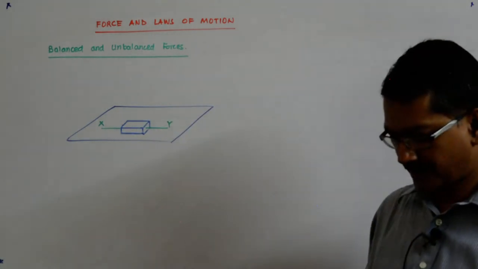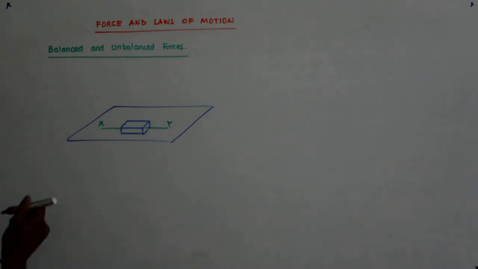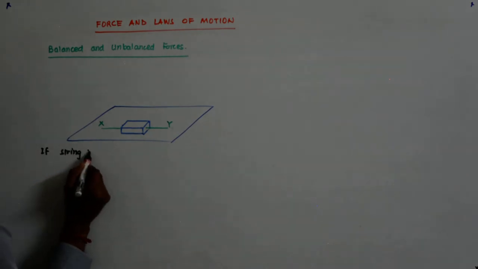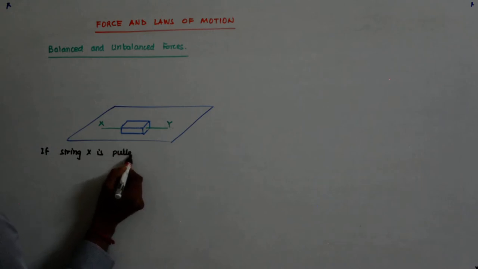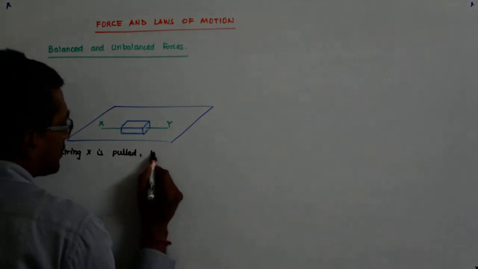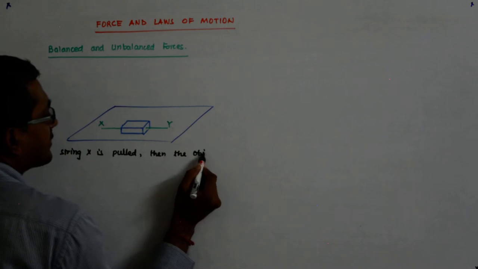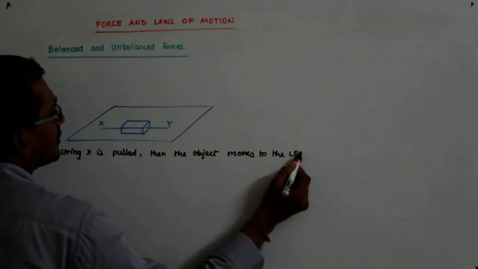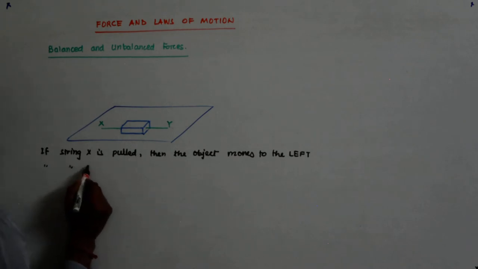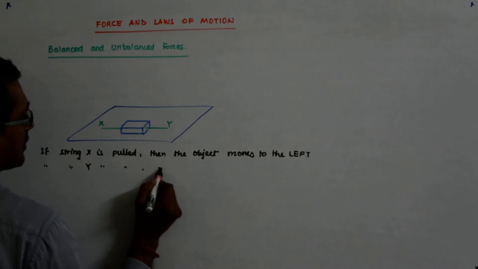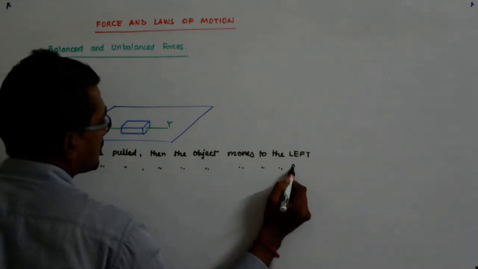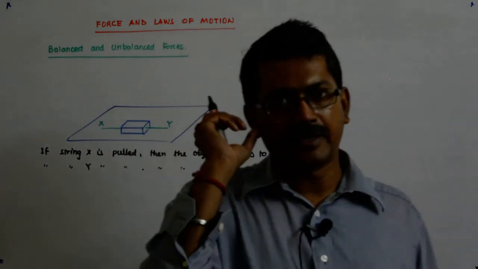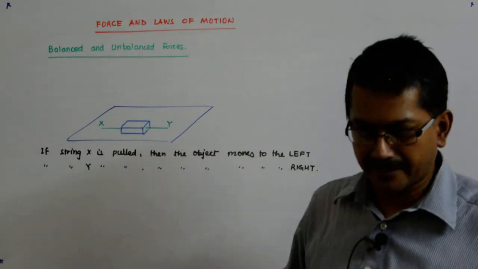Now, if string X is pulled with sufficient force, then the object moves to the left, is it not? Now if string Y is pulled, then the object moves to the right. Fine. So it actually supports our observation that whenever force is applied, things move.